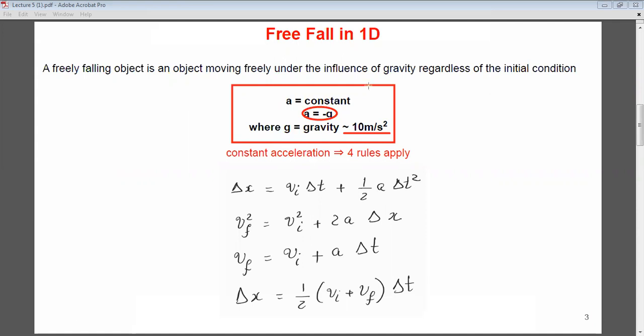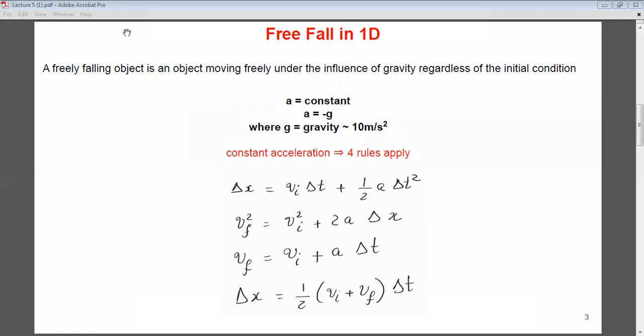So here is a case where we have constant acceleration, so the four rules apply. These four rules apply, but for every a, we have to put minus g, which is minus 10. I'm not going to put them here in the equations so you don't think we now have new equations. No, it's exactly the same equations, but for a, we will put minus 10. Let's see how this free fall happens.